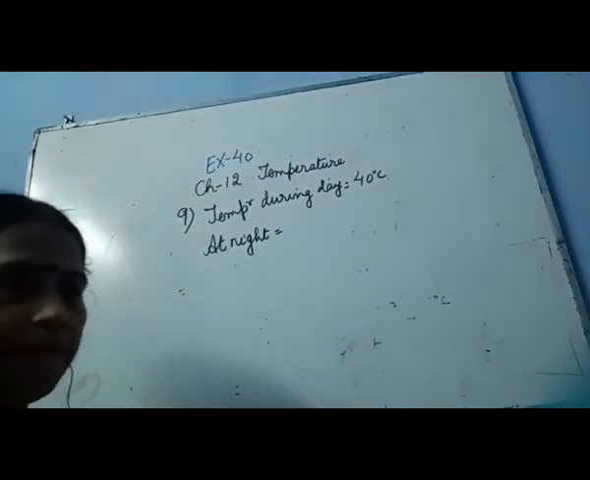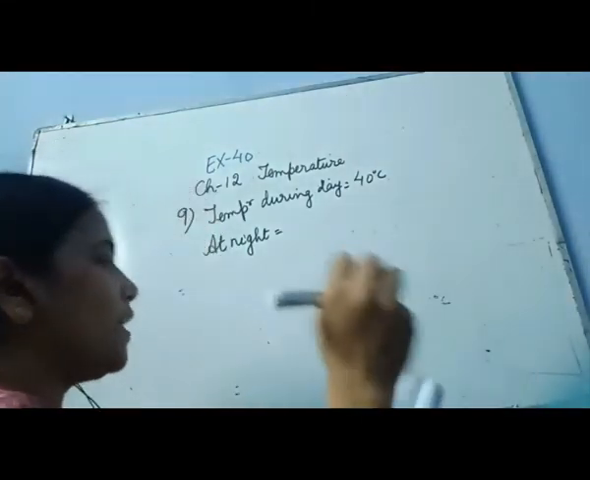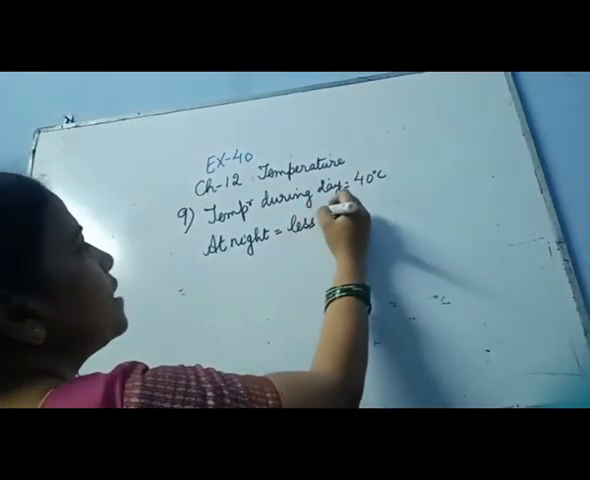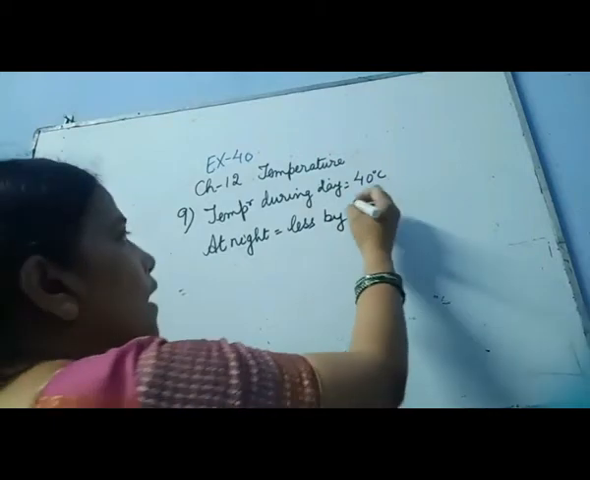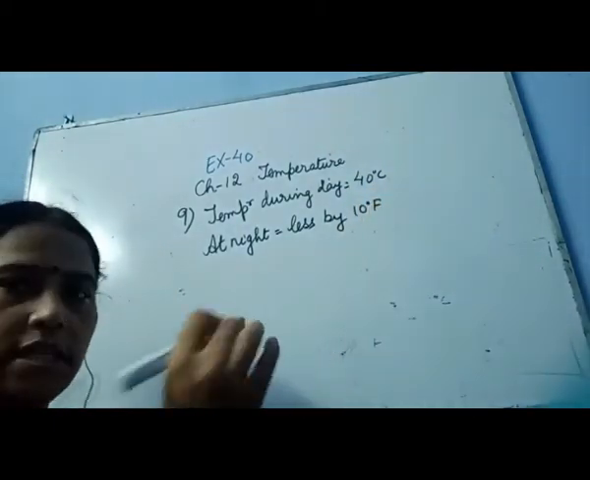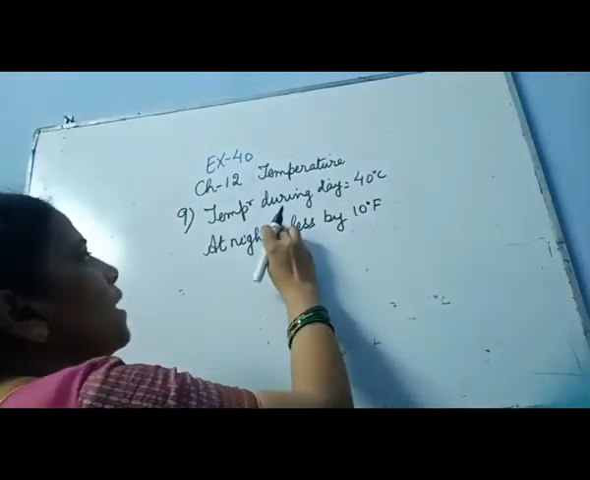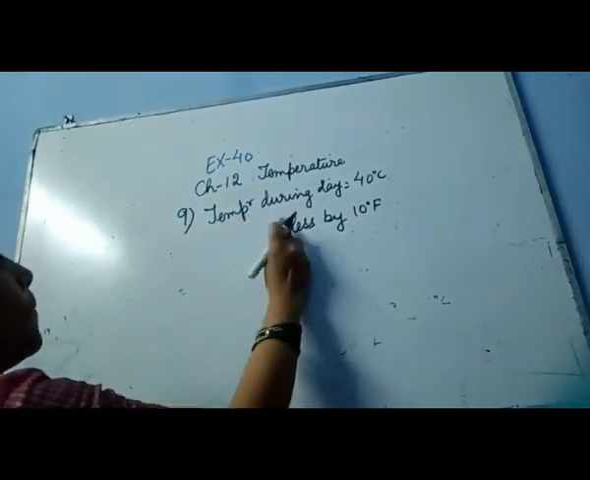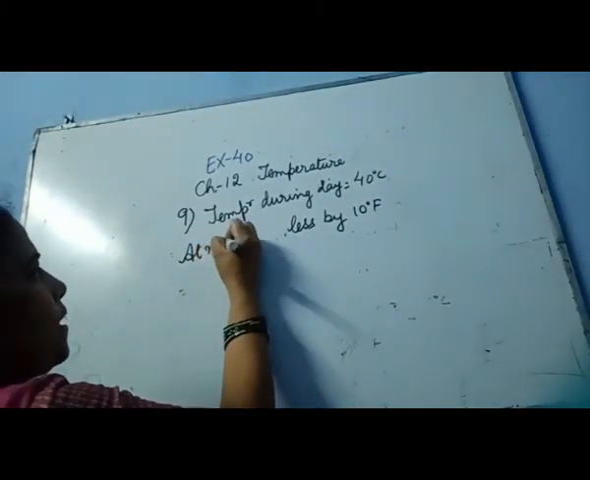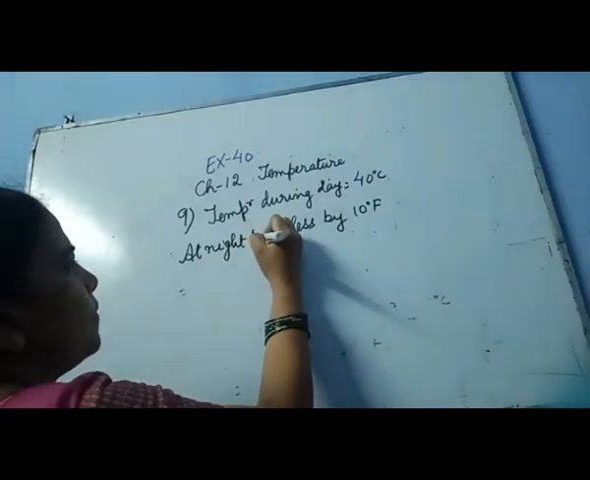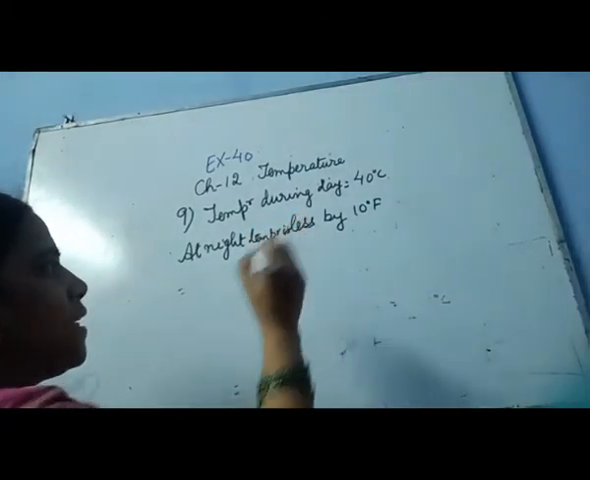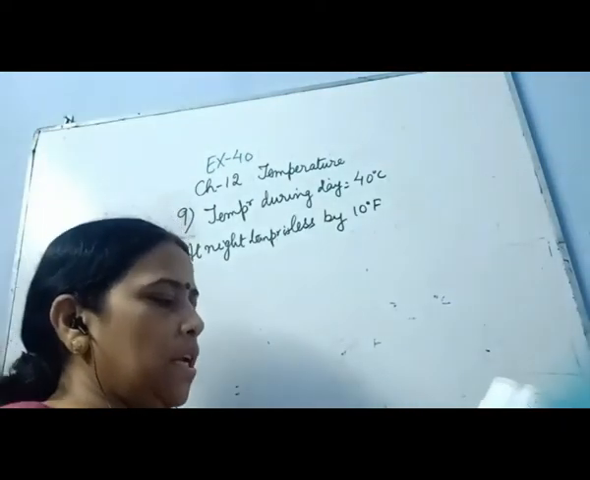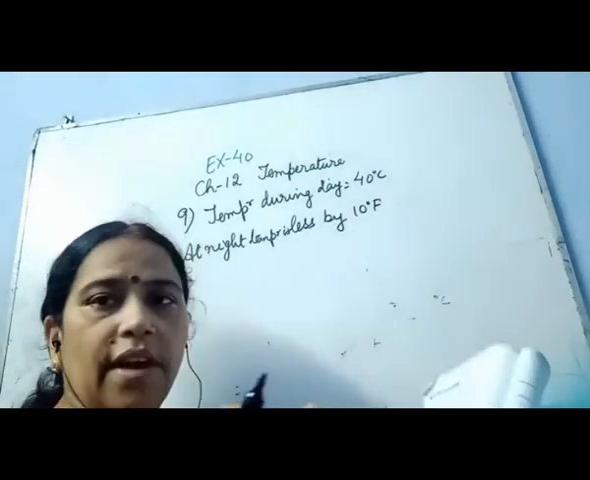At night the temperature came down by 10 degree Fahrenheit. It became less by how much? 10 degree Fahrenheit. Okay, suppose at night the temperature is less by 10 degree Fahrenheit. Now what do we have to do? Here, what was the night temperature on the Fahrenheit scale?